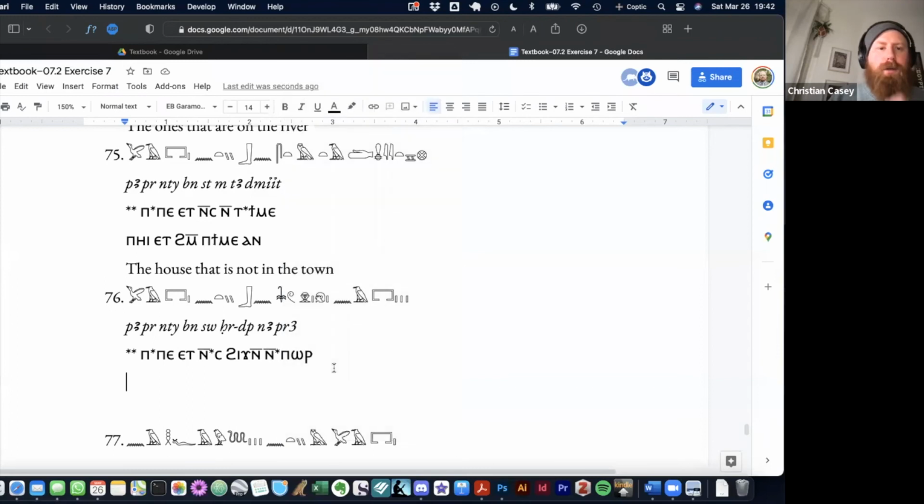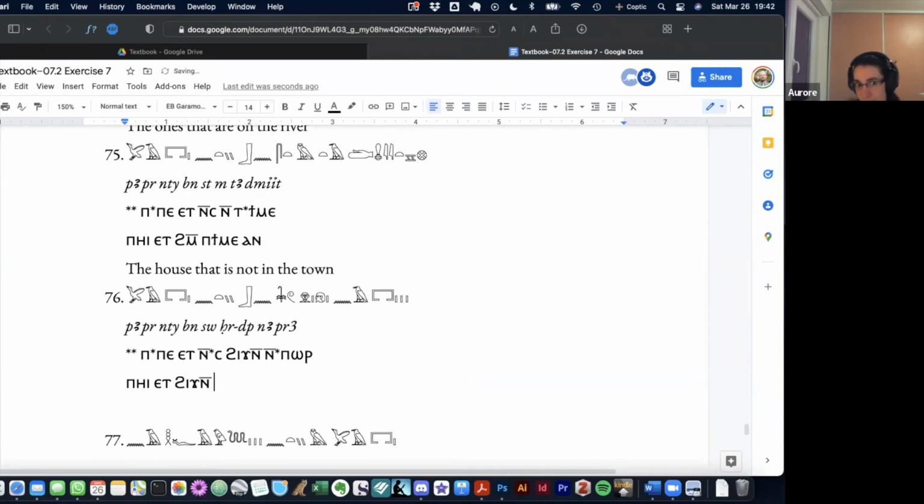So now in good Coptic, what do we have? Bay at Hijim Bay and Hijim Nay, sorry. Nay. Nay yeah. Han and An. Okay. And that's the house that is not upon the houses.